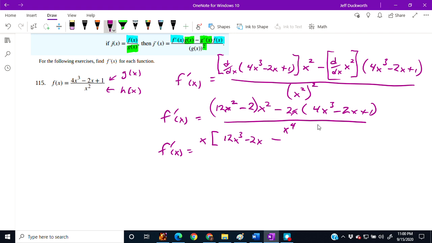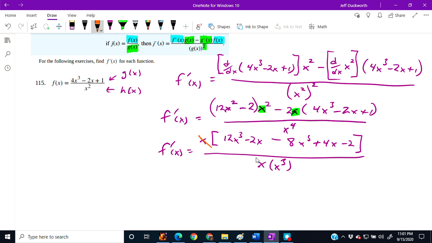So negative 2 times 4 is negative 8, and we have x cubed. Negative 2 times negative 2 is positive 4. That's an x. And negative 2 times 1 is just negative 2. And remember, I've pulled the x out. This has been pulled out, and one of these has been pulled out. And so that gives us an x times x cubed. And now I can cancel these x's. And I will just combine like terms on top, and we should be good at that point.